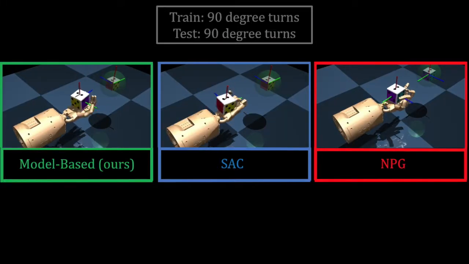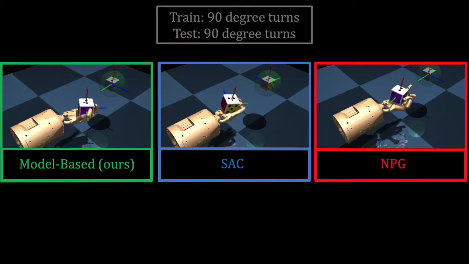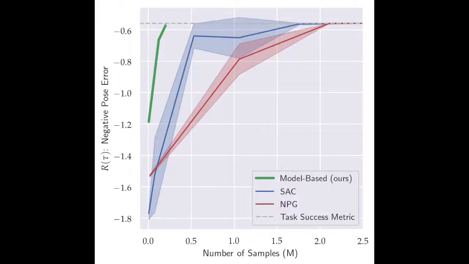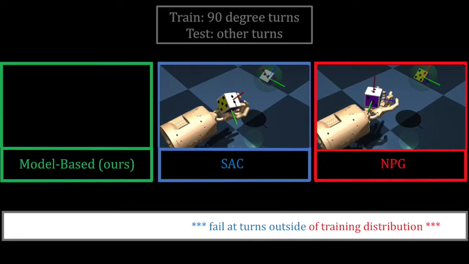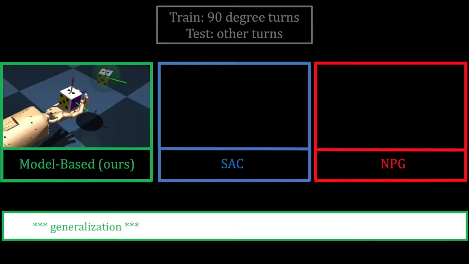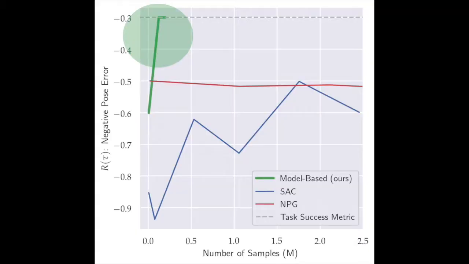Here, we see all three methods succeeding at performing 90-degree rotations of the cube, as they were trained to do. Note, however, in this plot of performance versus sample complexity, that our method is still approximately 20 times more sample efficient in achieving this reorientation success metric. If we instead test the methods on performing rotations that were not seen during training, we see that both soft actor-critic and natural policy gradient are unable to do so. Our method, on the other hand, is indeed able to better generalize to these new rotations and succeed at the task.